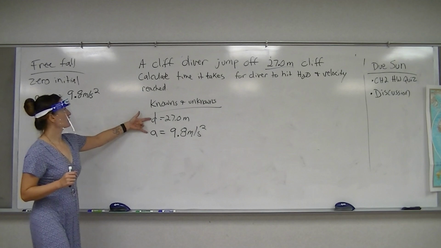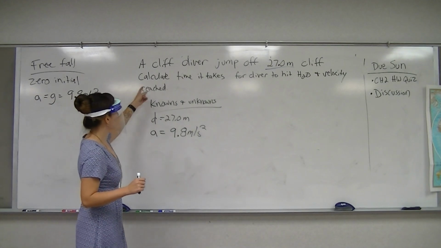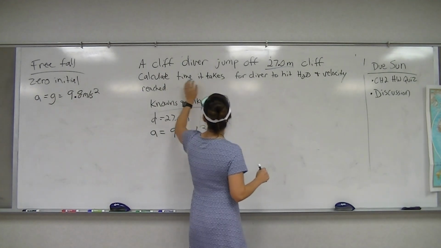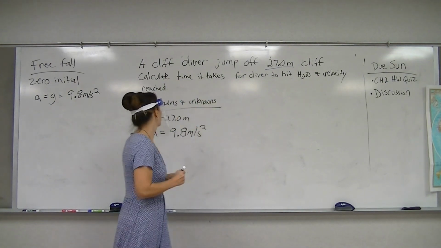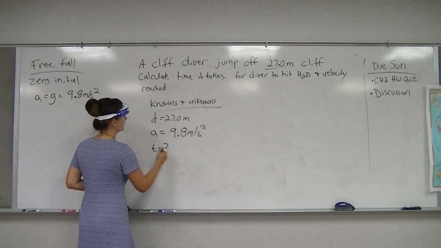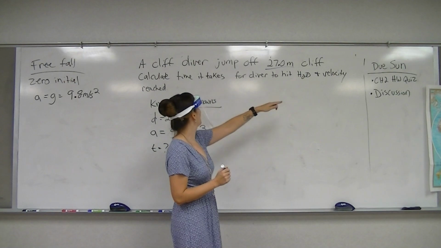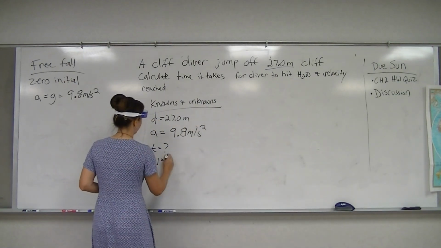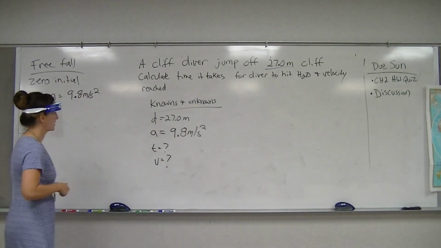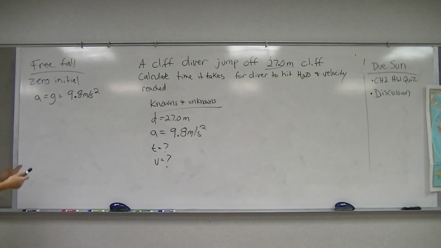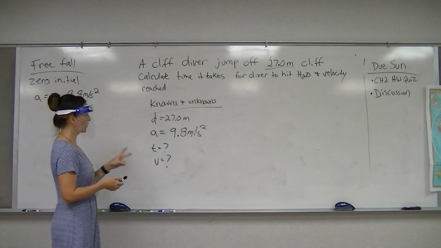So, these are the knowns. What's my unknown? What is it asking me to solve for? Calculate time it takes, so time, and velocity reached, so v. So, two unknowns, that means we're going to need two different equations to solve. So we'll need more than one.